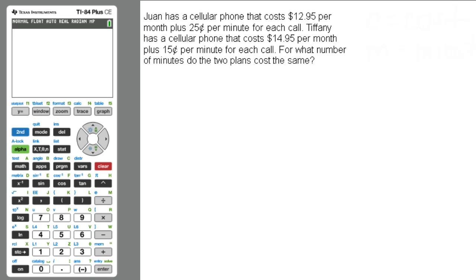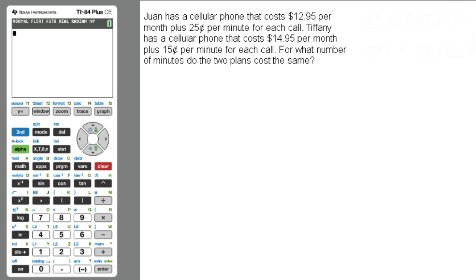Juan has a cellular phone plan that costs $12.95 per month plus 25 cents per minute for each call, and Tiffany has a cellular phone plan that costs $14.95 per month plus 15 cents per minute for each call. For what number of minutes do the two plans cost the same?